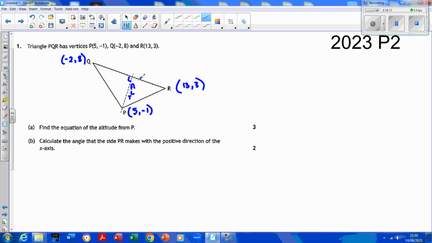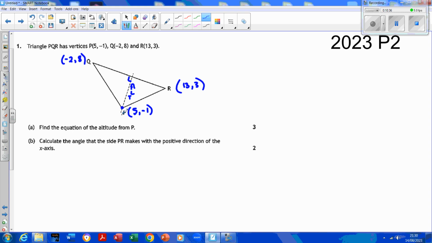If you're measuring your height, you stand perpendicular to the floor. So an altitude is a line, it's not a height. An altitude is a line that comes from a vertex and it meets the opposite side at 90 degrees. Now, for an altitude, we only know one point. I only know point P.